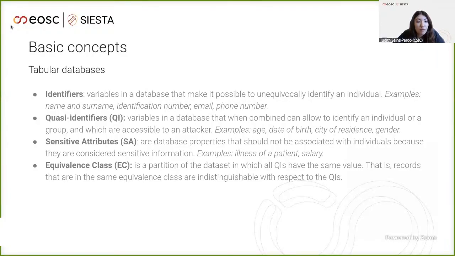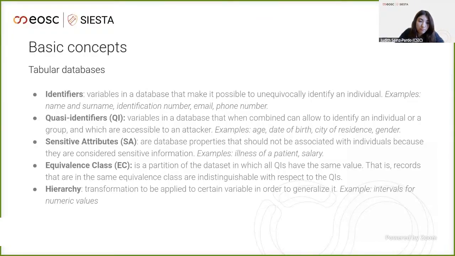And then when we have our data set, we can have different equivalence classes, which are the partitions of the data set in which all the quasi-identifiers have the same values. It allows us to say that if one individual is in an equivalence class, there will be at least other rows that are equal concerning the quasi-identifiers. So all the records in the same equivalence class are indistinguishable concerning such features, the quasi-identifiers.